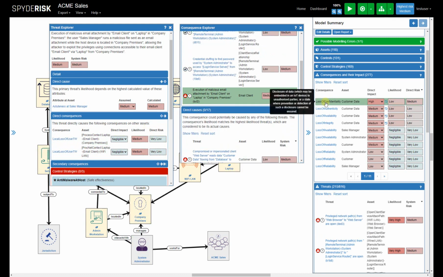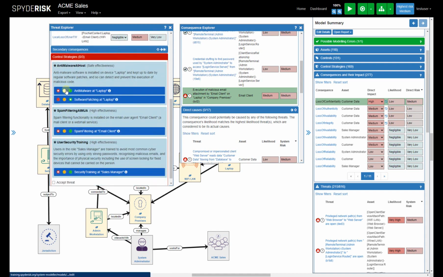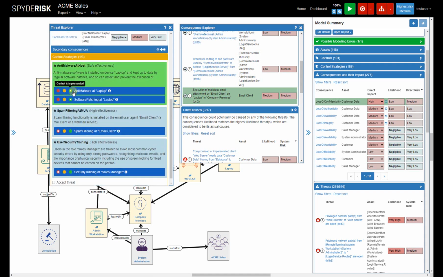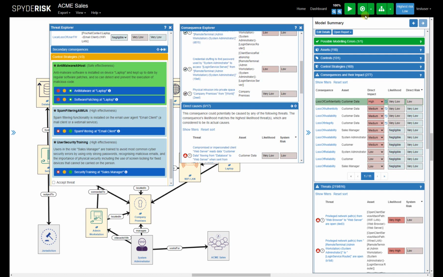Click on loss of confidentiality, click on the root cause we were concerning ourselves with, and in the Threat Explorer, scroll down to the bottom, turn on the anti-malware at the laptop, and as soon as we change one of these controls, the calculate risk button turns red to remind you that the information in the model is out of date. So if we click it again, I'm suspicious that the level might stay the same. No, we brought it right down.